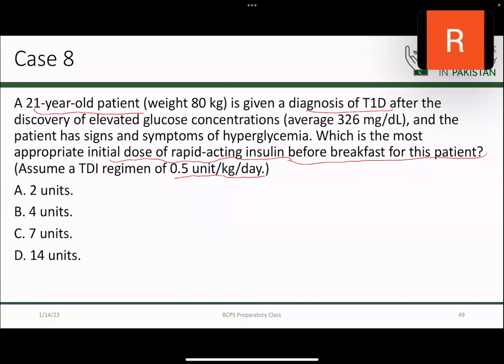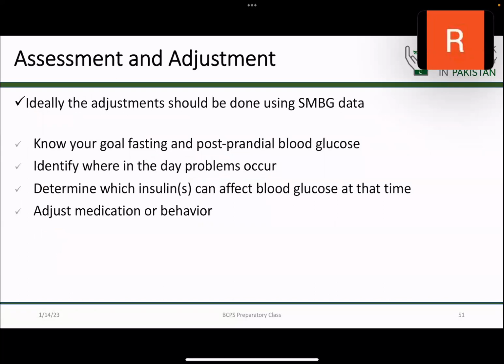Participants are saying option C. Yes, we already discussed that. This is almost 7 units before every meal, so before breakfast it should be 7 units. After starting, we have to make adjustments based on the monitoring of blood glucose.